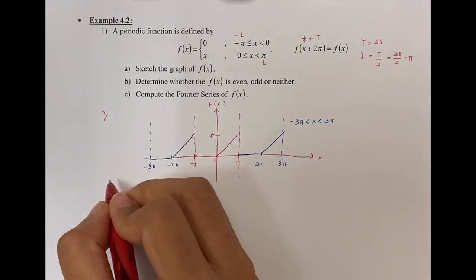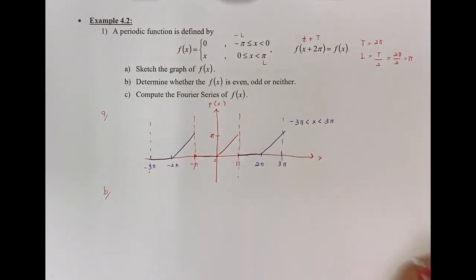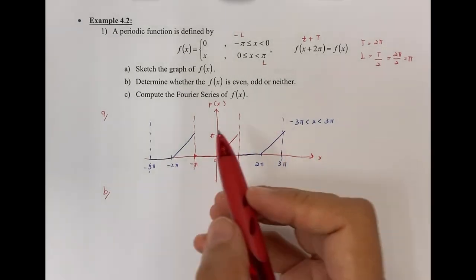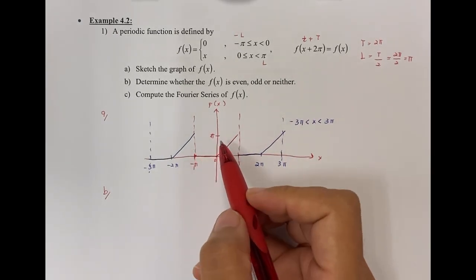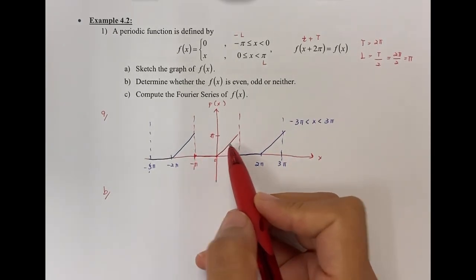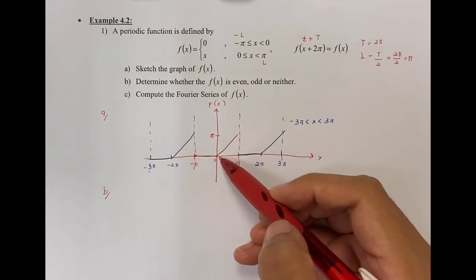So you are done with A, and then for B, you need to determine whether f(x) is even, odd, or neither. Refer to the graph in A. Is it even? If it is even, you have this kind of graph.